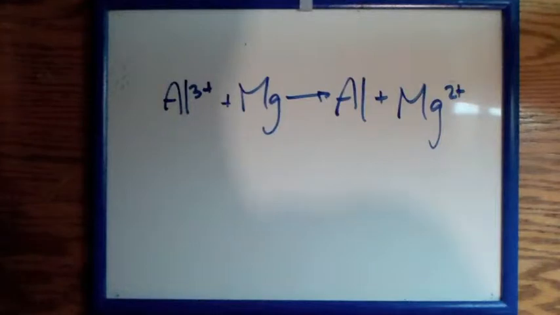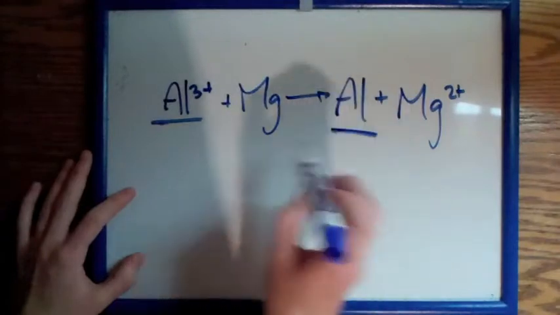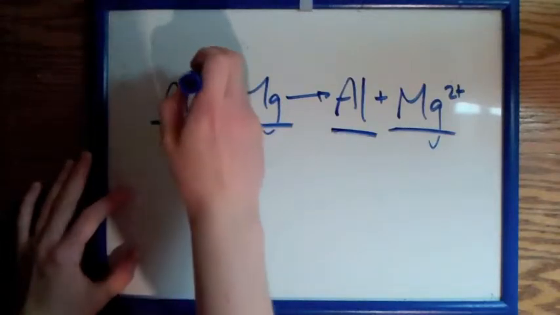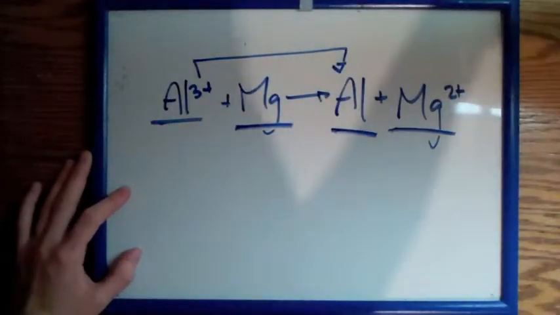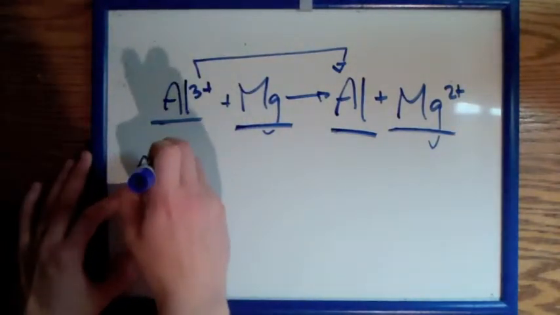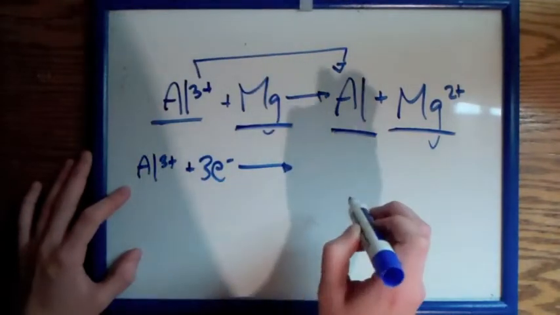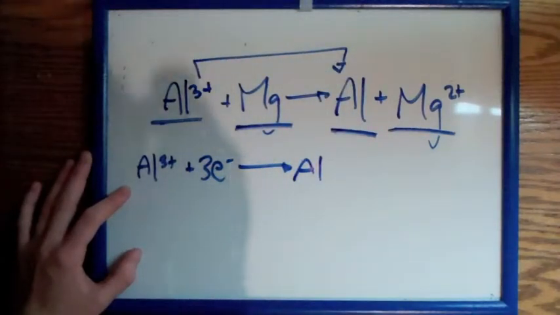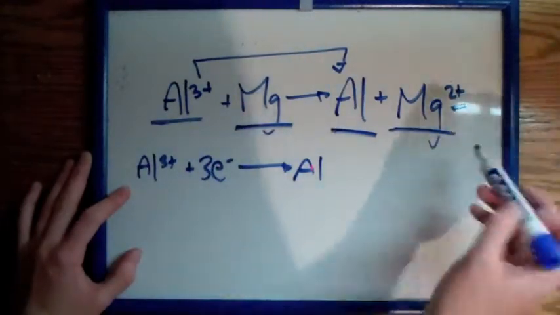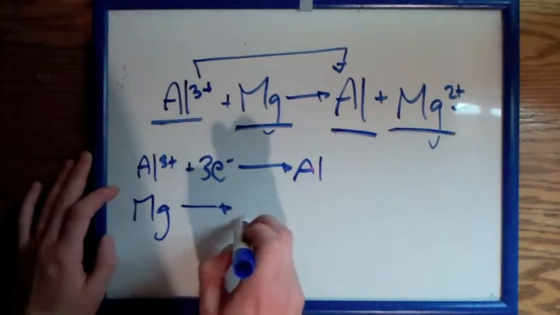So first we need the half reactions for each individual one. The first one is based off the fact that we have aluminum and aluminum ions. You go from aluminum ion with a charge of 3 plus to an atom with a charge of 0, which means that it gained electrons, so that means it was reduced. And you do the same thing for magnesium, except you go from an atom to a 2 plus ion, which means that it lost electrons. So you go for the reaction from magnesium to magnesium ions.